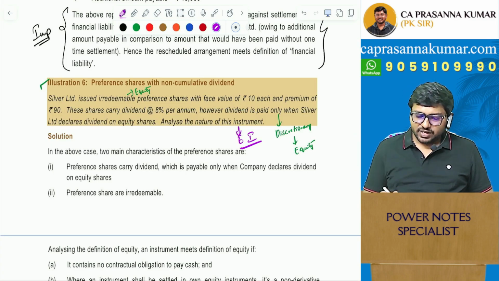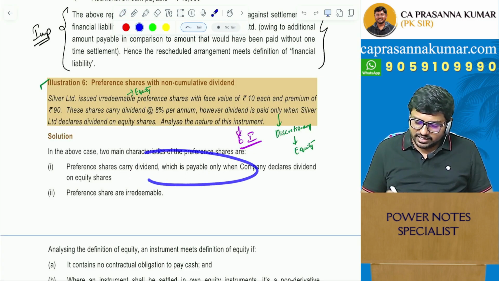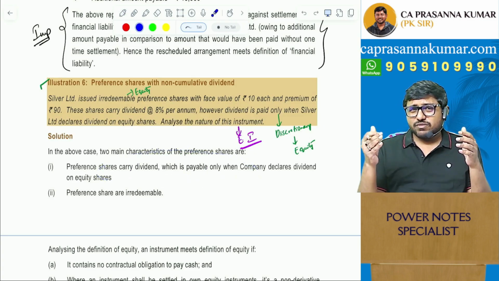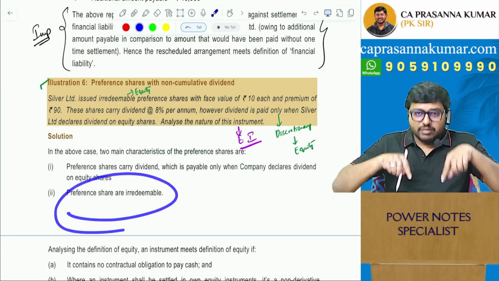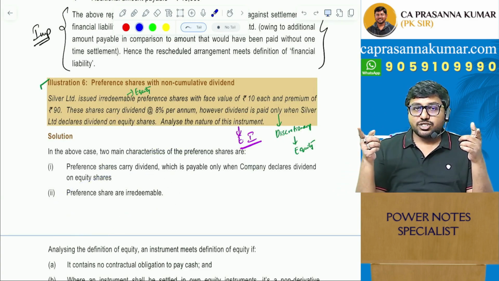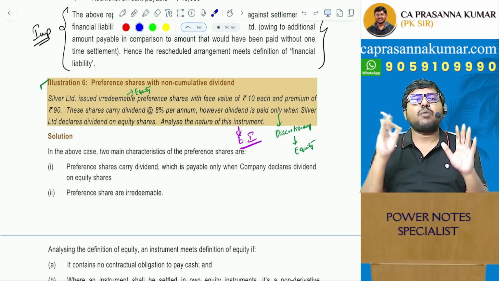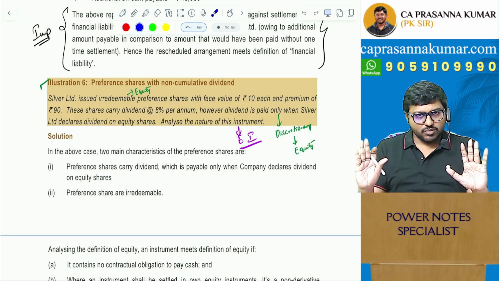You got the point? Suppose there is mandatory dividend, let's put it this way. If there is mandatory dividend, which means you have to pay preference dividend irrespective of your profits, then that becomes a financial liability. And if it is irredeemable, then redemption is at your discretion. Then it becomes a compound financial instrument. Are you able to get me?